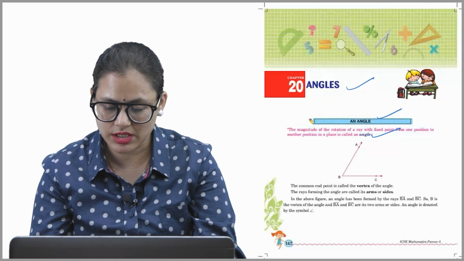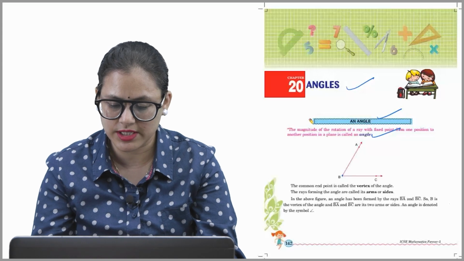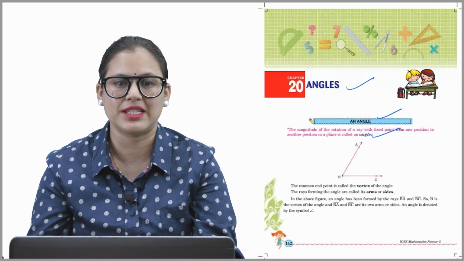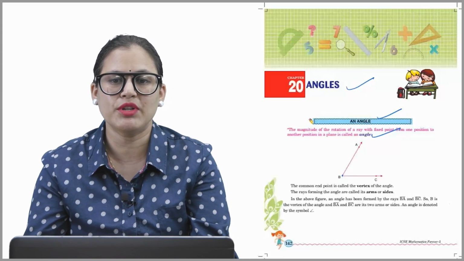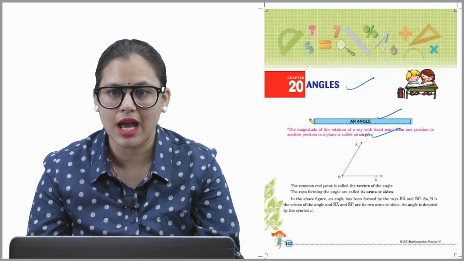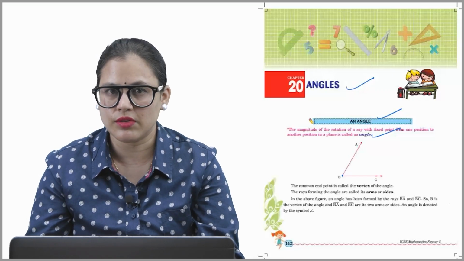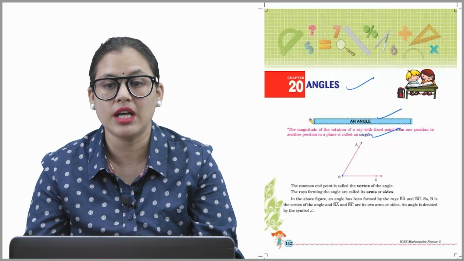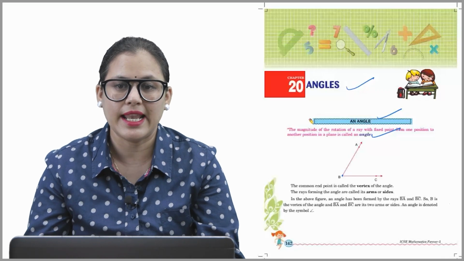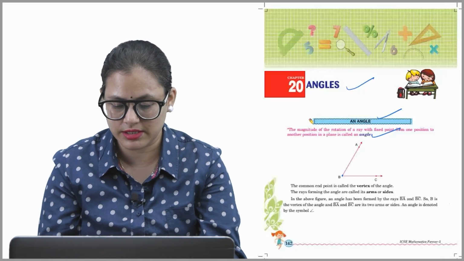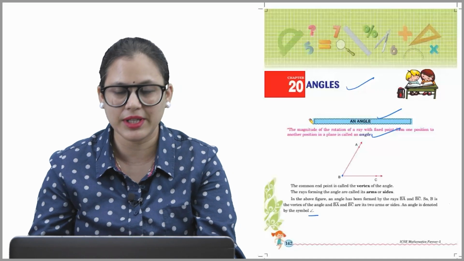Okay, so this is the common endpoint. So this is the vertex, and these are the arms BA and BC. So in the above figure, an angle has been formed by the rays BA and BC. So B is the vertex of the angle, and BA and BC are its two arms or sides. An angle is denoted by the symbol. This is the symbol of angle.